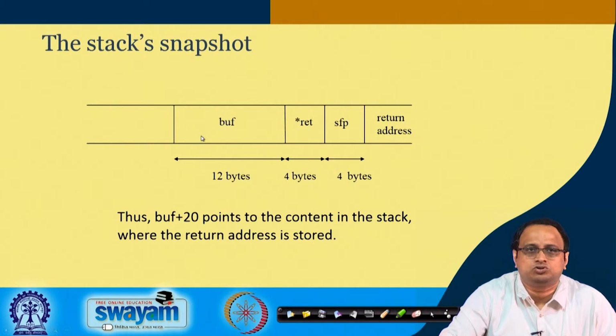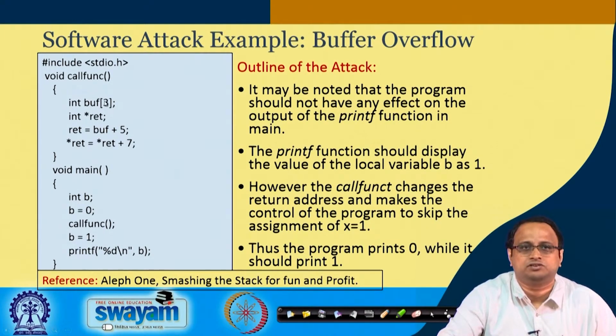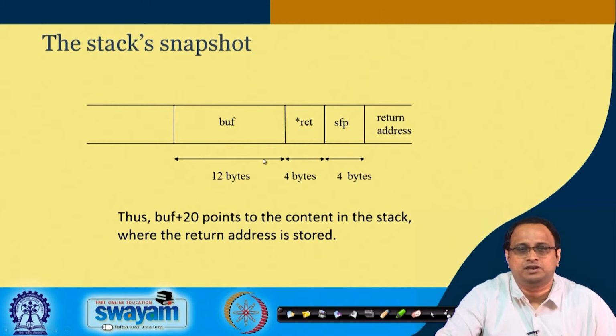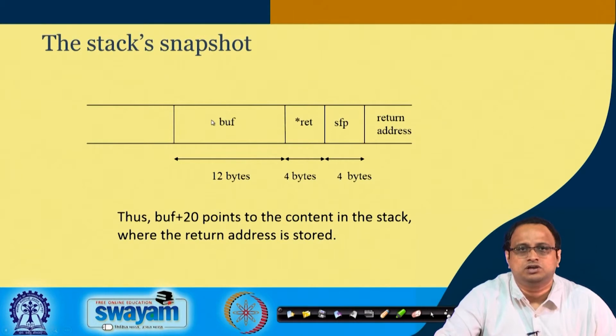For example, it stores 12 bytes for buff, and you can see that if you go back to the code, buff is an integer variable. It's an integer array of size 3, and if we assume that 4 bytes have been allocated, this is done on an old machine of mine. So 12 bytes have been allocated for buff, then I have allocated say 4 bytes for the integer pointer, so it is another 4 bytes, and that is followed by the frame pointer, which again takes another 4 bytes.